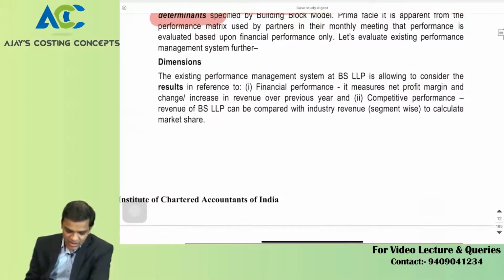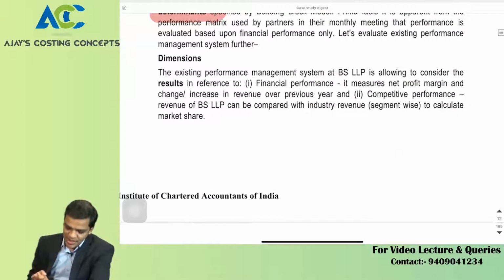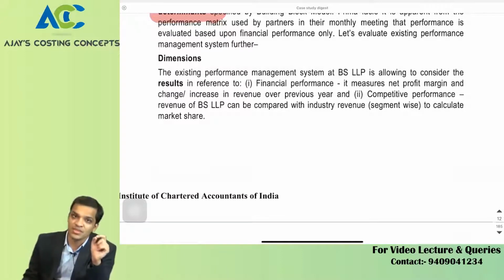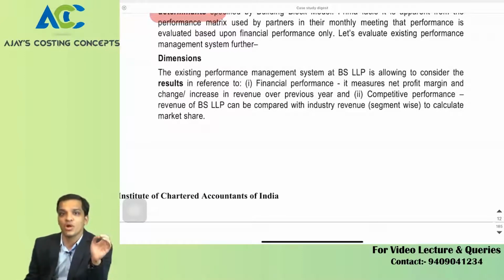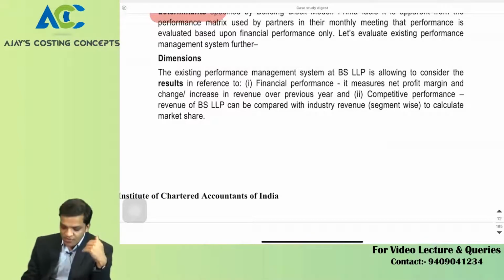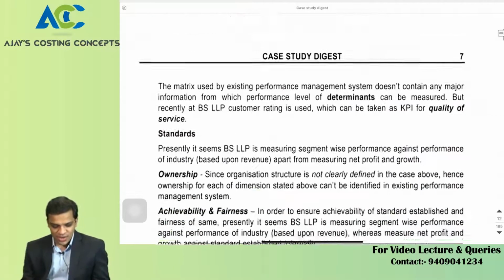So what are those dimensions? The existing performance management system at BSLV follows results in reference to financial performance. They are merely calculating the financial performance, right? They are not focusing on this part of your non-financial measures. So the financial measures are net profit margin, change in results and revenue of the previous year, and competitive performance: BSLV revenue can be compared with industry revenue to calculate market share.